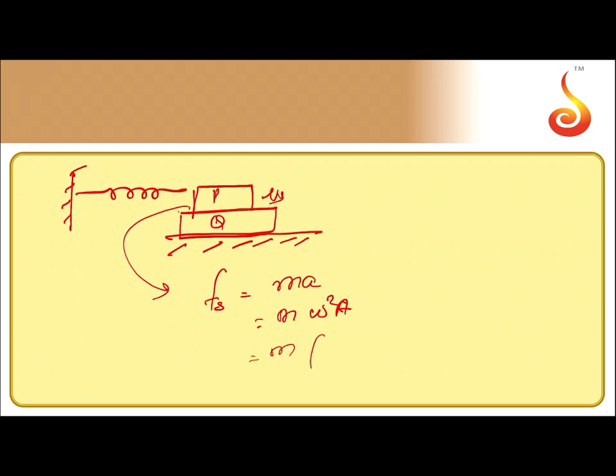Right, m into what is omega? So you know that omega is equal to root of k by m. Now the two masses are same, so omega actually becomes root of k divided by 2m. Thus this omega square becomes k divided by 2m. Therefore if I substitute, what do I get?